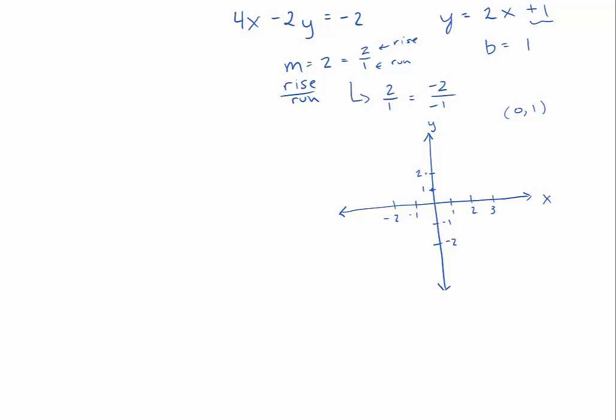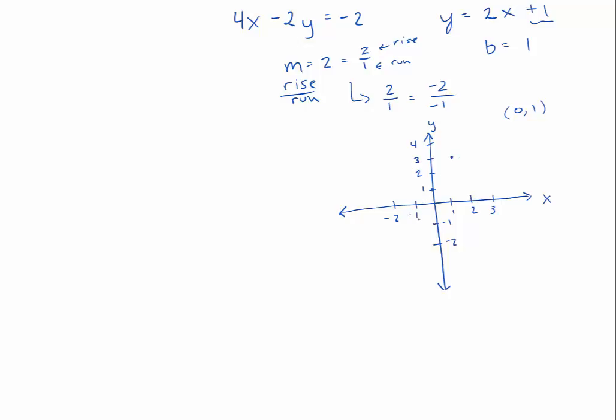And to get our second point from our y-intercept, we use our slope, right? And so our slope, in this case, is 2 over 1. So our rise is 2, and over to the right 1, because it's +1. So if I go up 2 to the right 1, my next point is right there.